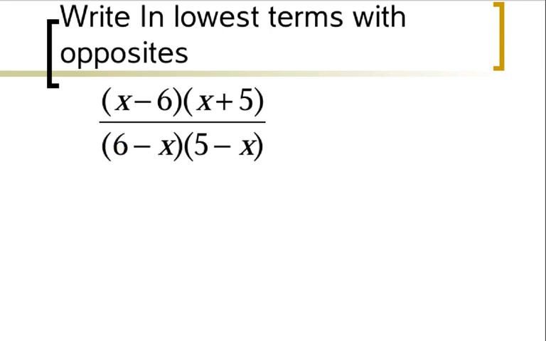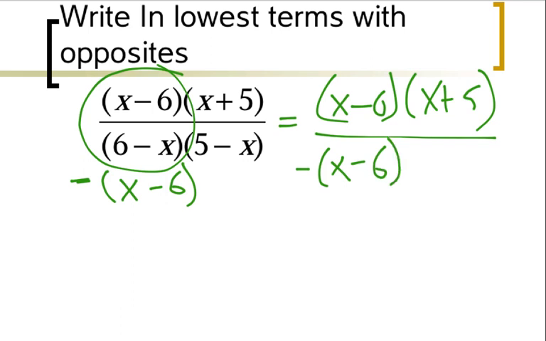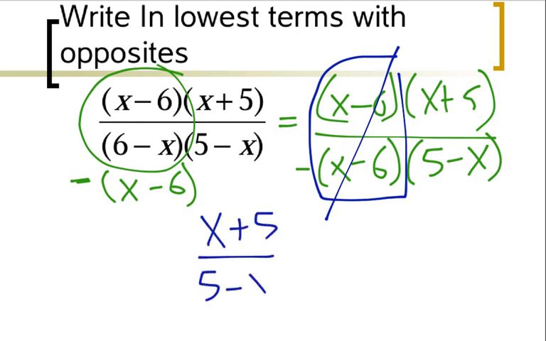Okay? So, on this example, what I'm going to do is rewrite that to be x minus 6 on top times x plus 5, and then on the bottom, like I was talking about, I'm going to factor out a negative and make it x minus 6. And then you're still left with your 5 minus x. Okay? Now, because you both on the top and bottom have x minus 6's, those can cancel, and you're left with x plus 5 over 5 minus x.